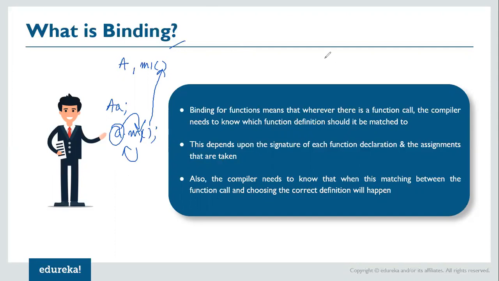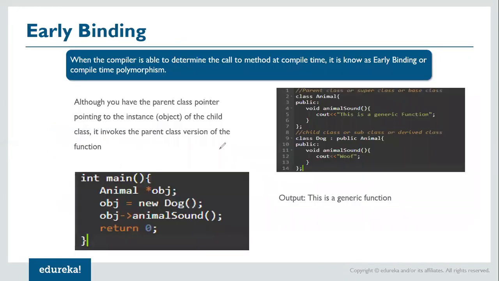Now let us try to understand with a small piece of code. Let's have a look at a small piece of code here and understand this. So first of all, what is early binding? When the compiler is able to define the call to a method at compile time, it is known as early binding or compile time polymorphism.